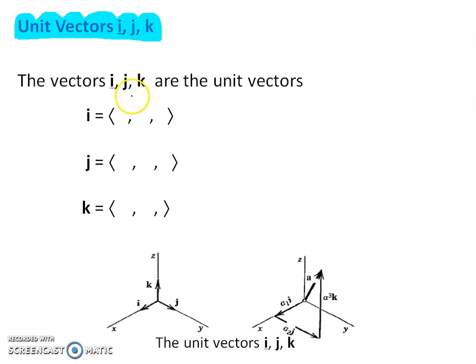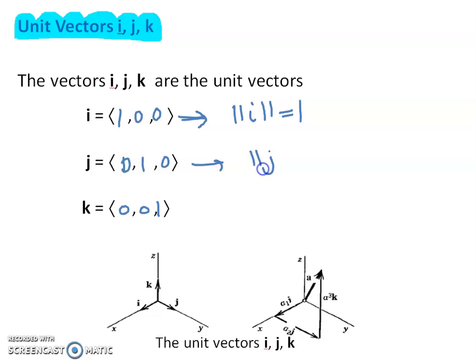An example of unit vectors is i, j, k, where i is equal to (1, 0, 0), j is (0, 1, 0), and k is (0, 0, 1). Also, if you find the length of vector i, you will get 1. The length of vector j is 1, and the length of vector k is equal to 1, so they are unit vectors.